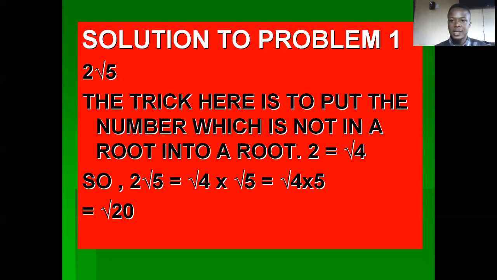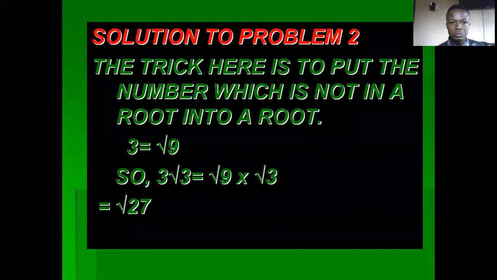So that's how to write it as a single surd. Problem number 2, we are also asked to write 3 surd 3 as a single surd, 3 surd 3. So the 3 that is outside will also be equivalent to square root of 9.